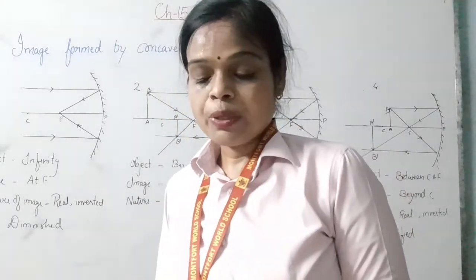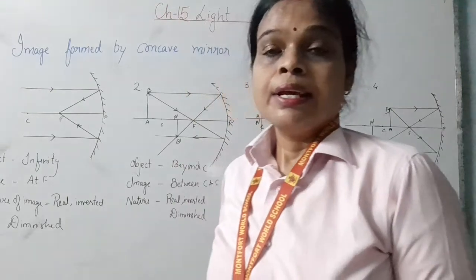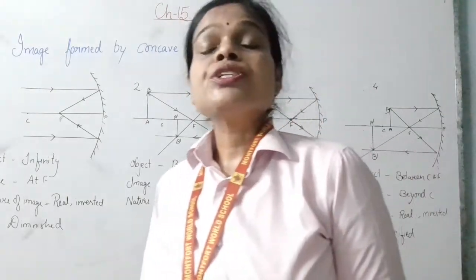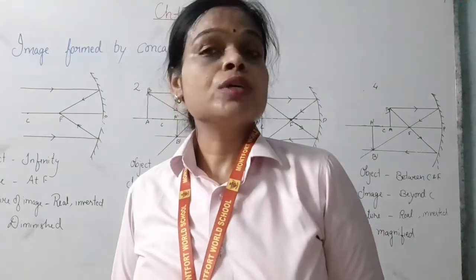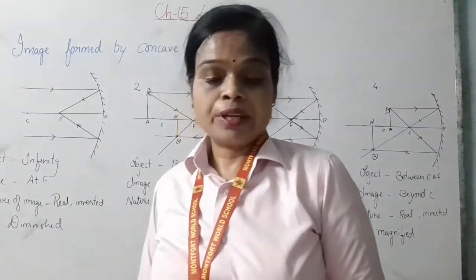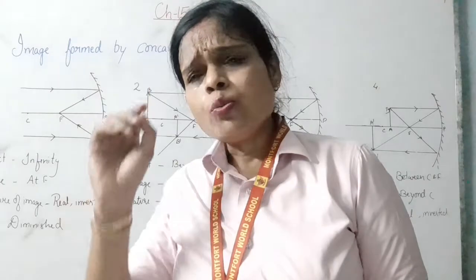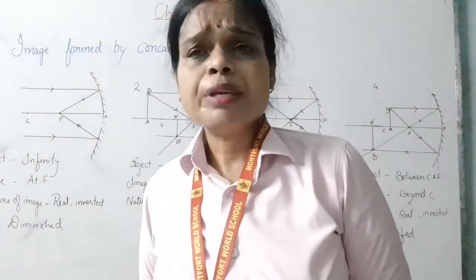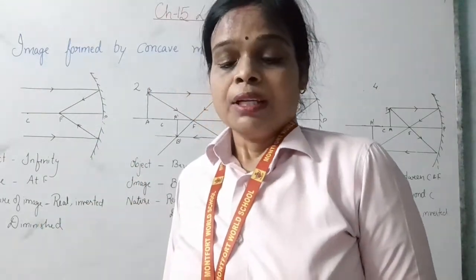Give two differences between real and virtual images. Real images are the images which can be formed on the screen, whereas virtual images cannot be formed on the screen. Real images are always inverted, whereas virtual images are always erect.